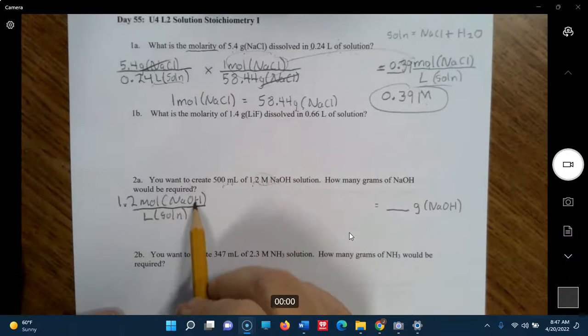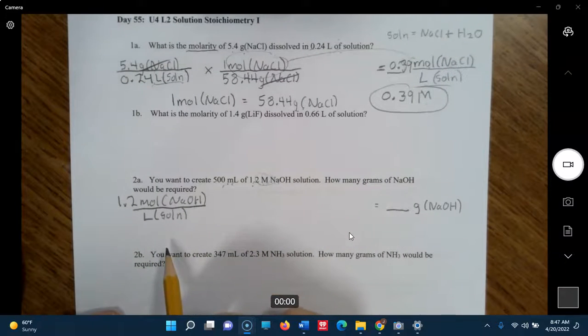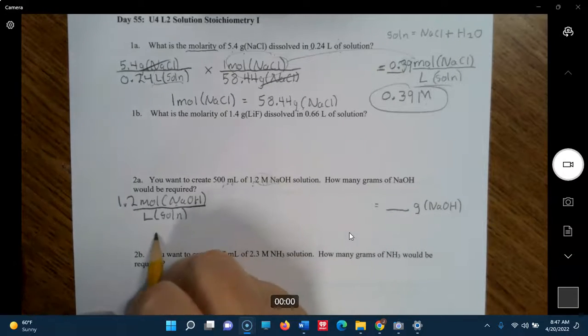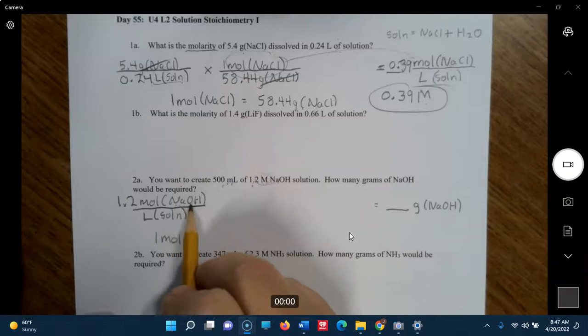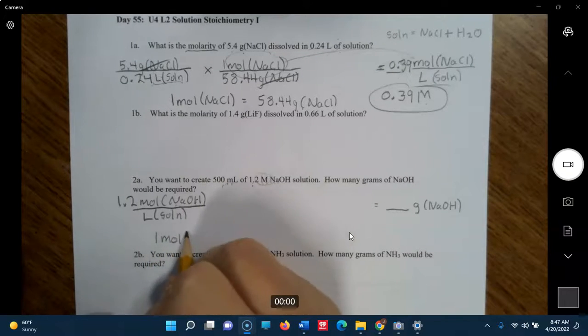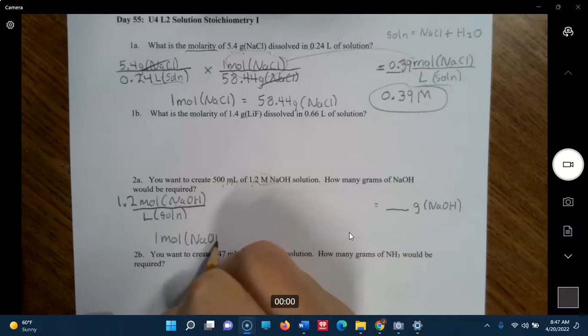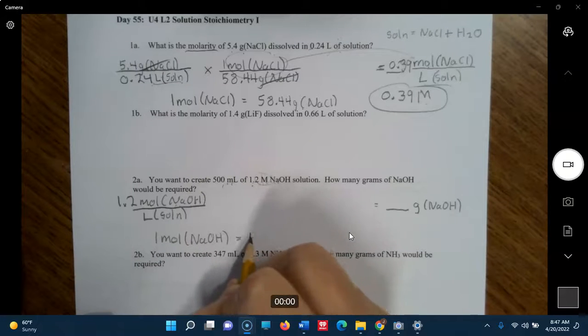solution is the NaOH plus the water together, okay? So we're going to start with this. And we're going to say, okay, we need to get from moles of NaOH to grams of NaOH. Okay, anytime you hear moles to grams, grams to moles, it's a molar mass conversion. Okay, and NaOH is a pretty easy one. Go to your periodic table, add a sodium, add an oxygen, add a hydrogen together, and you get exactly 40.